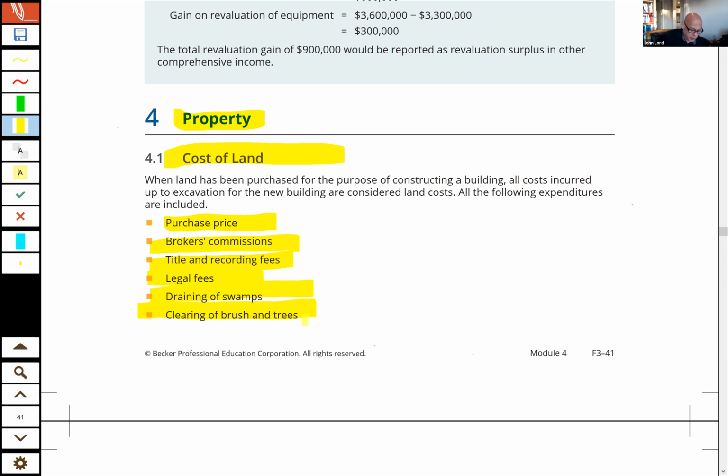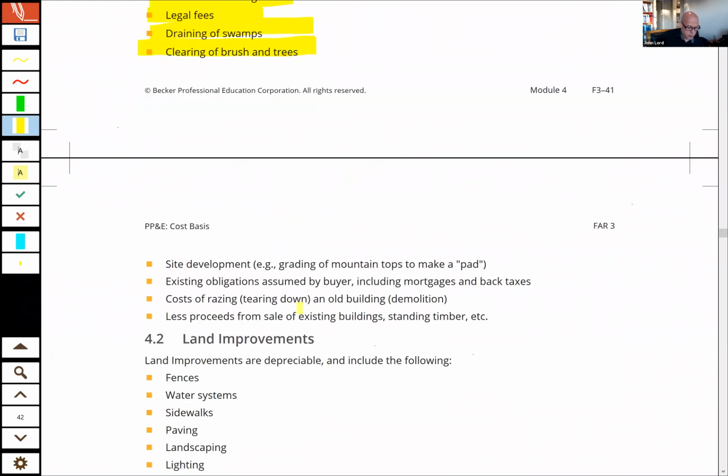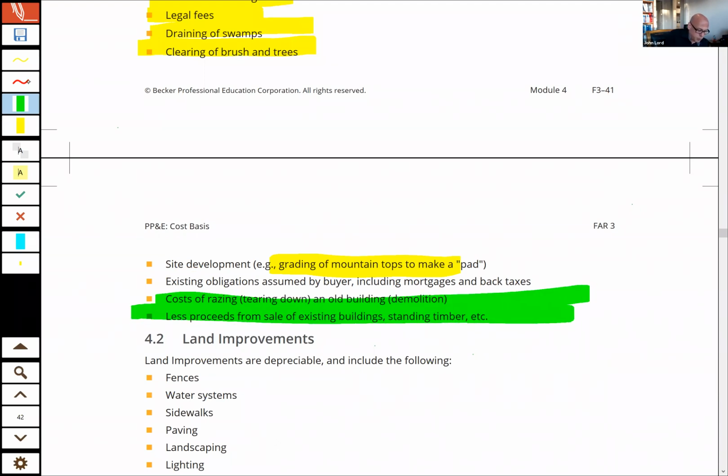They continue on with some of these, like grading of mountaintops, getting it nice and flat. But what I want you to do is just flashcard these last couple, because these don't exactly leap to mind. So what happens? You have to pay some cost to tear down an old building.